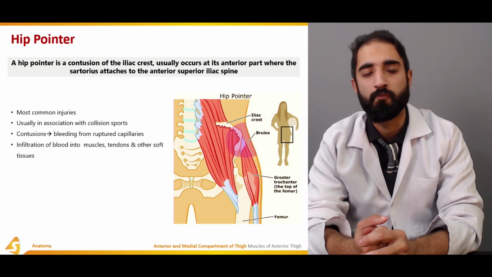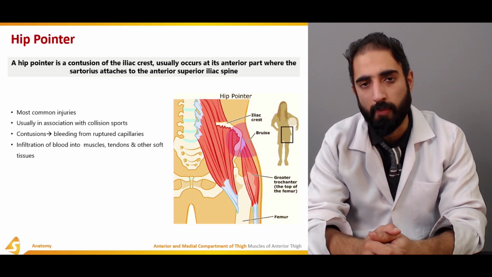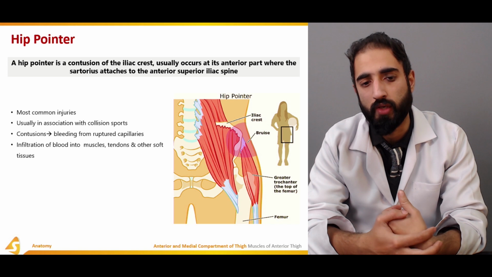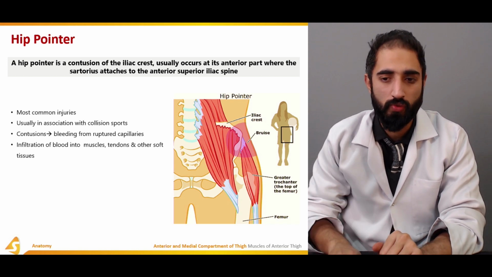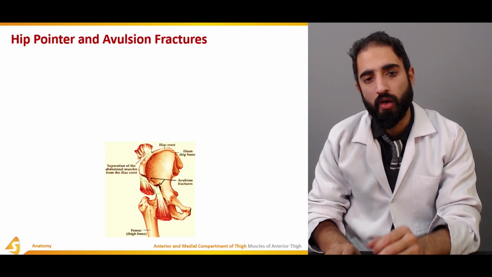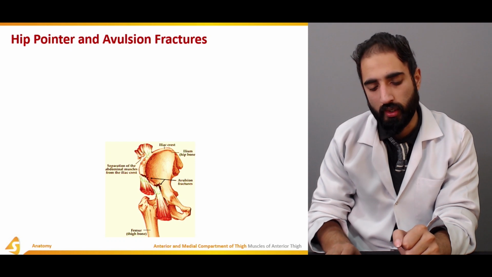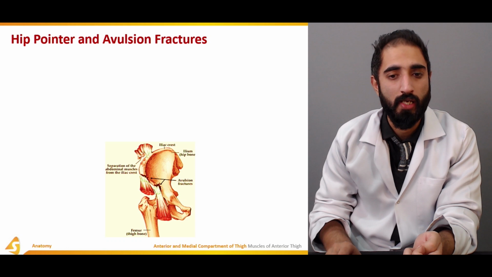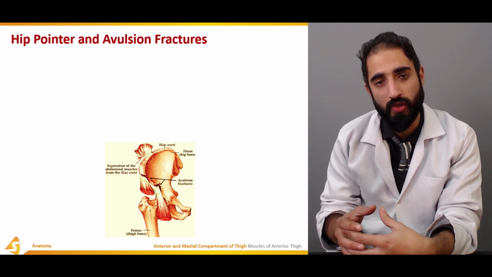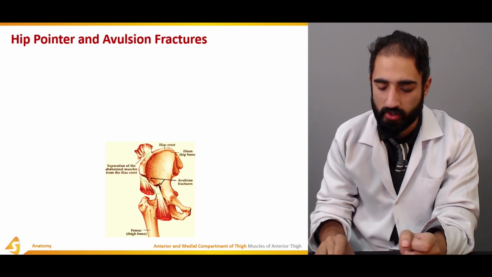Sometimes the contusion can be so severe that it can lead to bleeding from ruptured capillaries, and that capillary rupture and bleeding can be so profound that it can lead to the infiltration of blood into muscles, tendons, and other soft tissues. Now, sometimes due to a very excessive collision during sports play, hip pointer injuries can be exacerbated to the point that it leads to avulsion fractures.